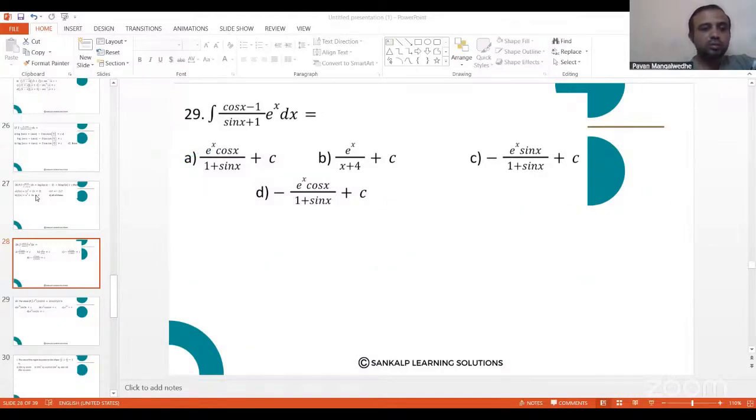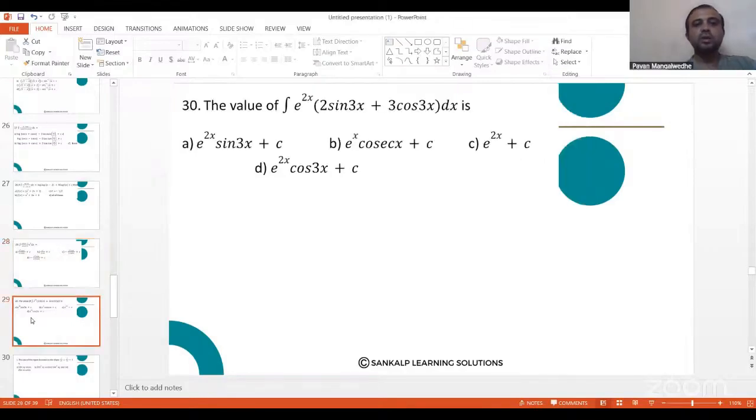Is the 30th question. The value of integration of e raised to 2x into (2 sine 3x plus 3 cos 3x) dx is what? Just try to solve this using some limited time. Just try to solve this.